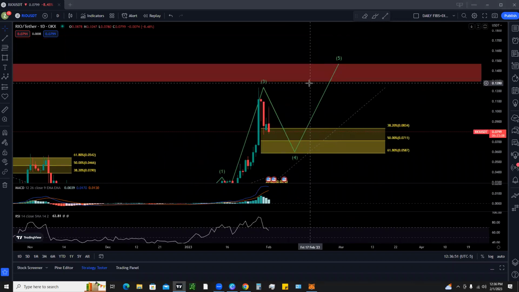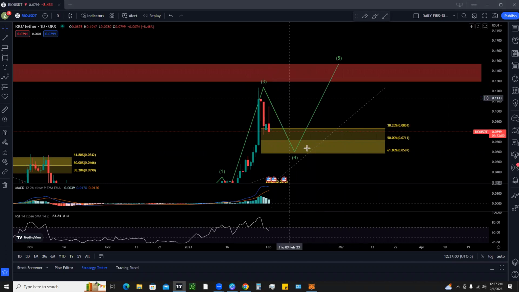Again, the overhead major resistance, we have the supply zone I showed you guys about. It's going to be about 0.13 all the way up to about 0.147. Okay, that's an area where you need to be a little bit cautious.